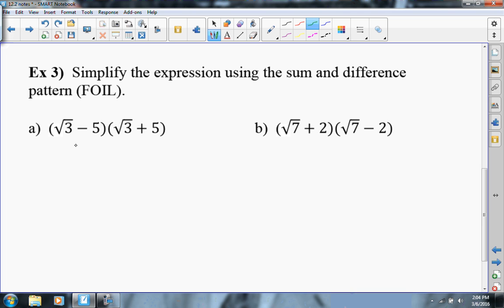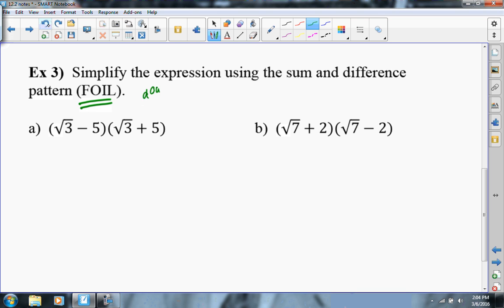But when we do our distribution here, there's a special name for it, and it's called foiling. That means we do first, outer, inner, last. The first terms, outer terms, inner terms, and then last terms. That's the order that we multiply them together. But really, it's just doing a double distribution.